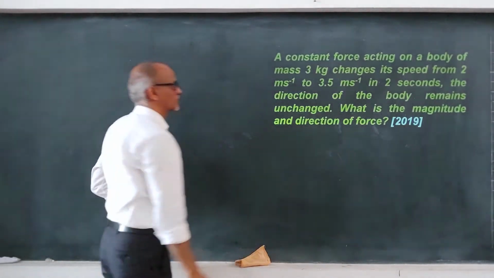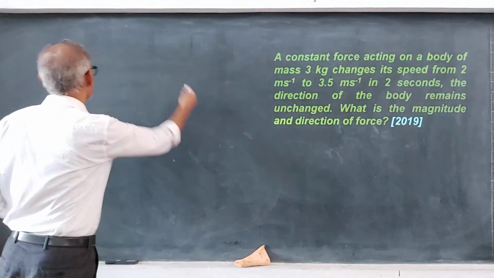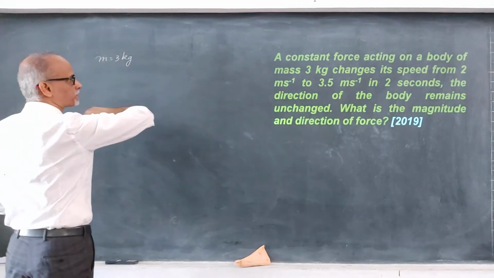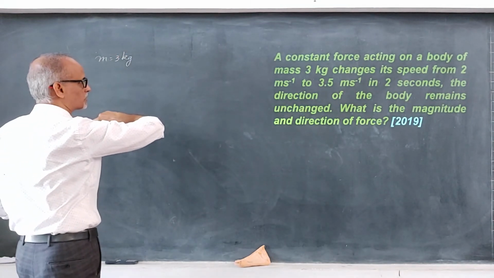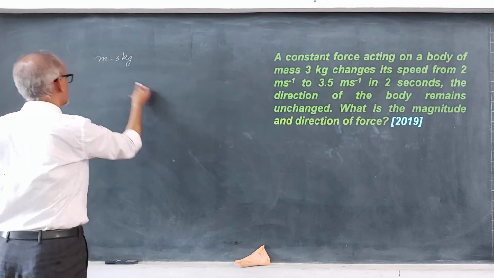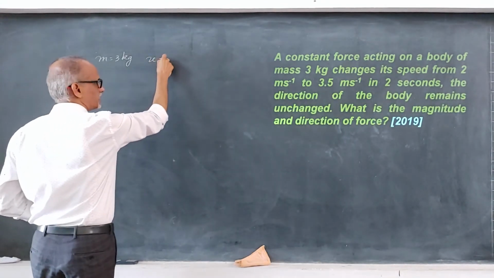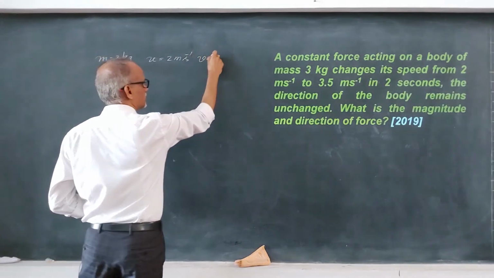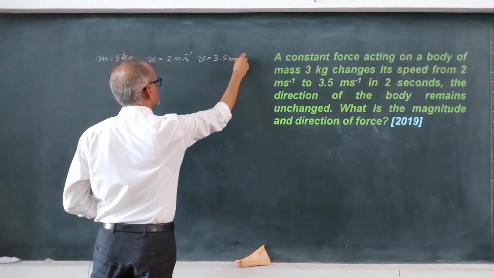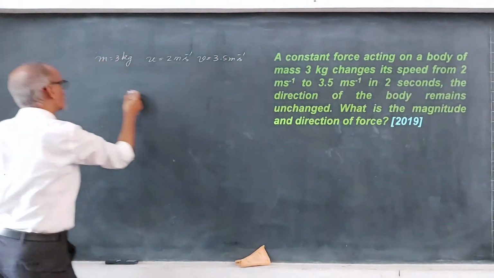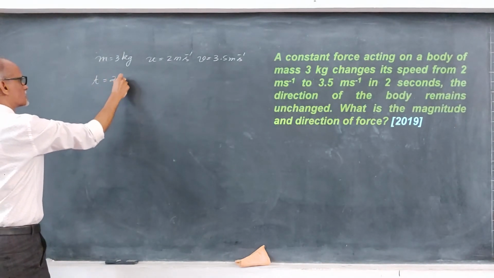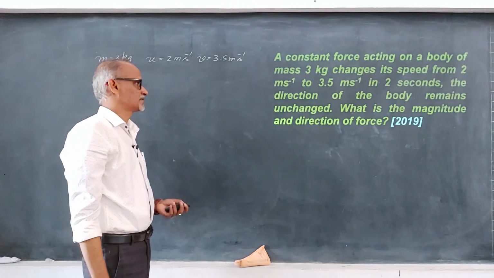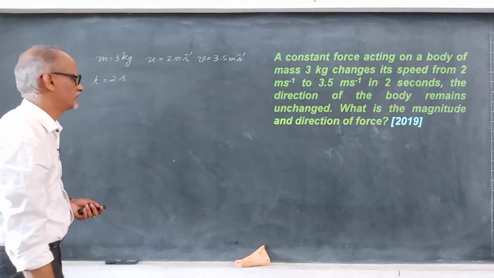A constant force acting on a body of mass 3 kg, so mass 3 kg, changes its speed from 2 meter per second to 3.5 meter per second in 2 seconds. So initial speed is 2 meter per second, the final is 3.5 meter per second, and t is equal to 2 seconds. The direction of the body remains unchanged. What is the magnitude and direction of the force?